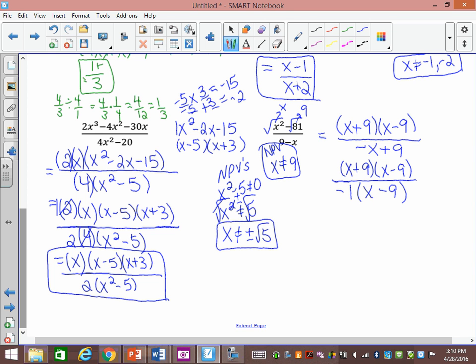Once I have my non-permissible value down, I can cross off the common terms. So it equals x plus 9 over negative 1. Which is not incorrect to leave it like that, but it's not in its best form. So when you divide by negative 1, you literally just change the signs in everything above, and then the negative 1 can go away. So instead of writing it as x plus 9 over negative 1, I can write this as negative x minus 9, because you can move the negative 1 up and then distribute it through. So this is a better answer.